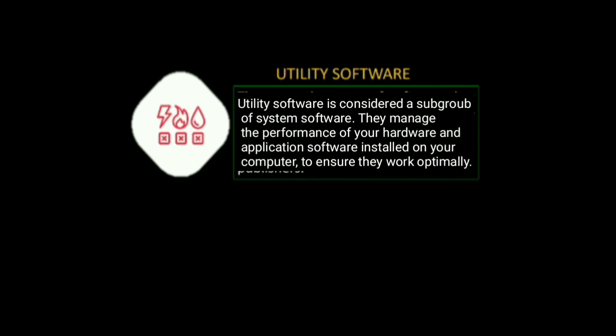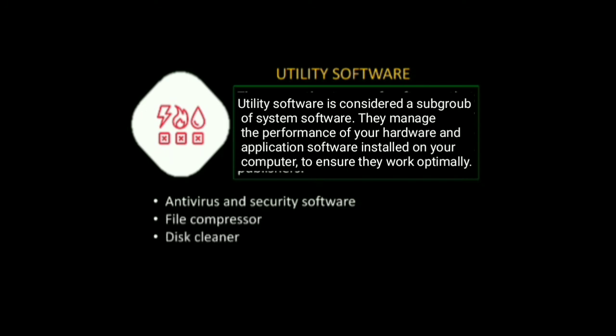Next is the utility software. Utility software is considered a subgroup of system software. They manage the performance of your hardware and application software installed on your computer to ensure they work optimally. Some features of utility software include antivirus and security software, file compressor, disk cleaner, disk defragmentation software, and data backup software.